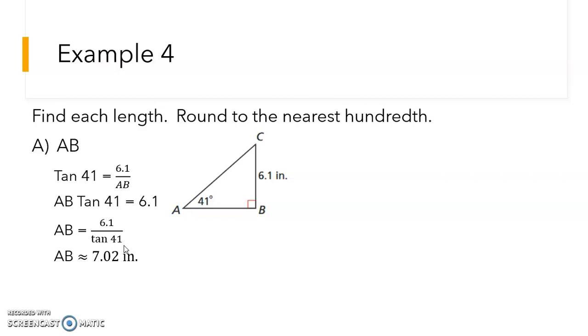Now notice, I haven't actually put anything into my calculator yet. What I'm going to do in my calculator is actually type in 6.1 divided by tangent 41. And I type it in all at once because I should not round the tangent of 41. If I type that in first and get a decimal number, I'm going to need to round it, and that would be bad. We want our answers to be accurate. So I typed that into my calculator, and I ended up with AB, that's approximately 7.02 inches. So we're going to do another example.